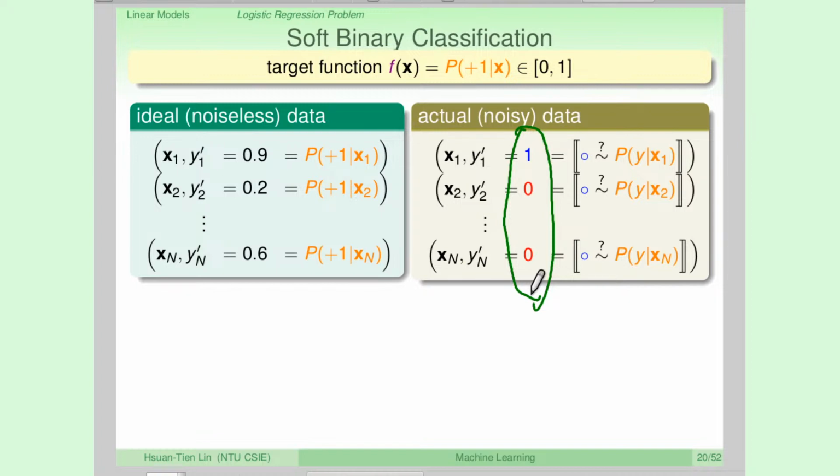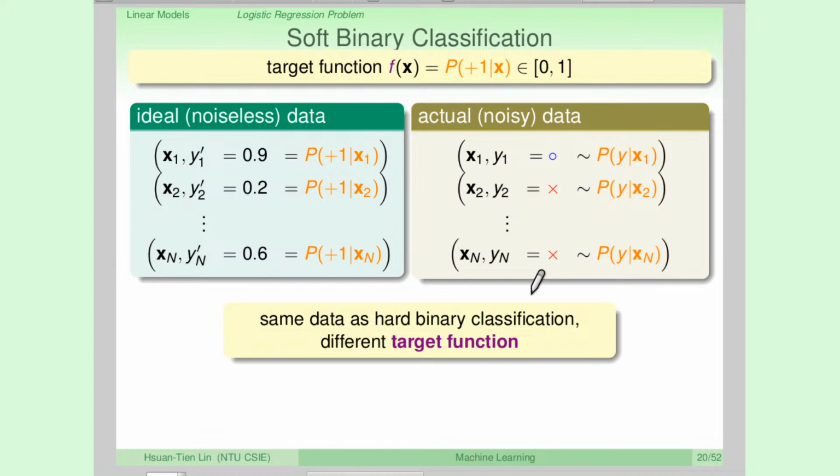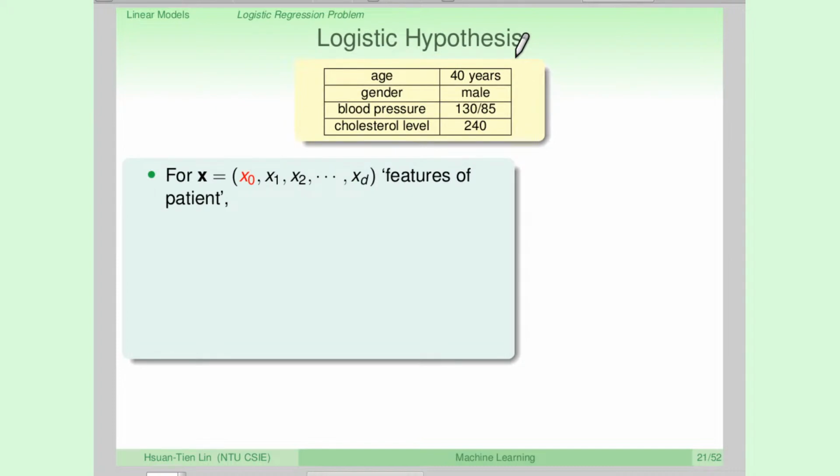There's 1 indicating we get a circle from the distribution, and there's 0 meaning we get a cross from the distribution. We use negative 1 for a cross label. But when we're saying we sample something from our distribution, we will use 0. Now, what we're going to do here is use the same data as hard binary classification, but learn a different target function. Previously we learned binary classification, next we are going to learn a soft binary classifier.